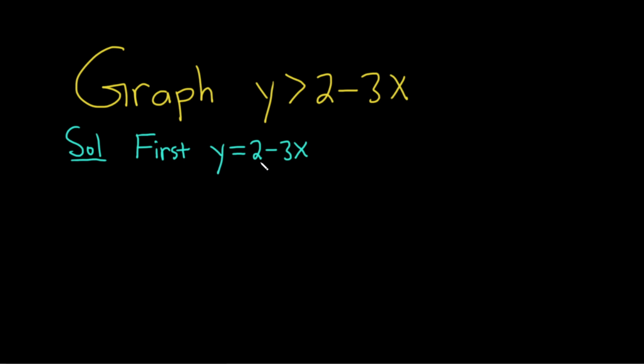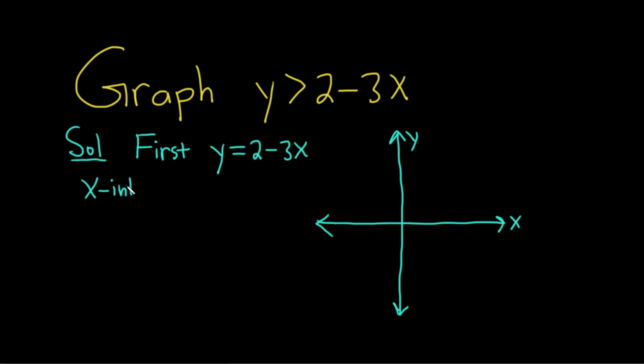To graph this, you can do it a couple different ways. You can use the slope and the y-intercept, or you can just plug in numbers to find the x and y-intercepts. Let's do that. So I'll come over here and draw the y-axis, and here's the x-axis. Here's x, and here is y. To find any intercept, you set the other one equal to 0. So to find the x-intercept, you set y equal to 0. So we'll just put a 0 where the y is.